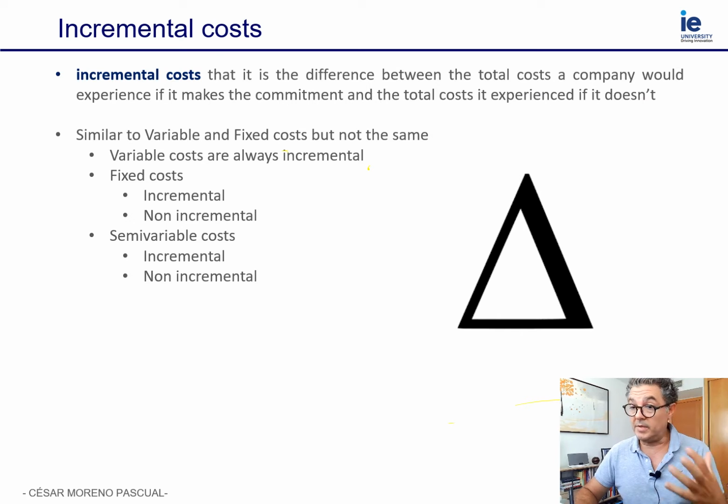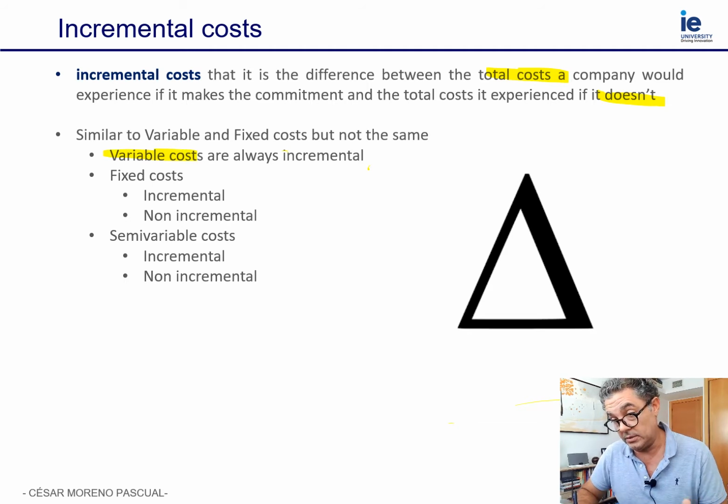We can calculate the incremental cost as the difference between the total cost a company would experience if it makes a commitment, a sale specifically, and the total cost it experiences if it doesn't. In that sense, if you are not going to sell something, you are not going to do that particular activity, so you are not going to spend that money. It's very clear that all variable costs are always incremental in that sense. But not only variable costs are incremental costs. Sometimes fixed costs and even semi-variable costs could be considered incremental or non-incremental.